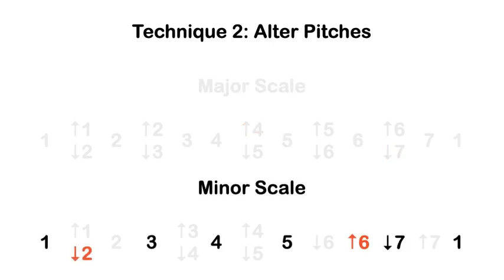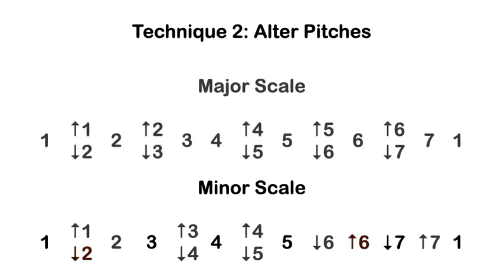I could also take a minor scale and use the Phrygian flat 2 and the Dorian raised 6 and create a new scale structure. 1, 2, 3, 4, 5, 6, 7, 1. I might call this the Phrygian Dorian scale. I might even have another name for it. There are all sorts of possibilities of what we can do. We can combine all sorts of alterations.